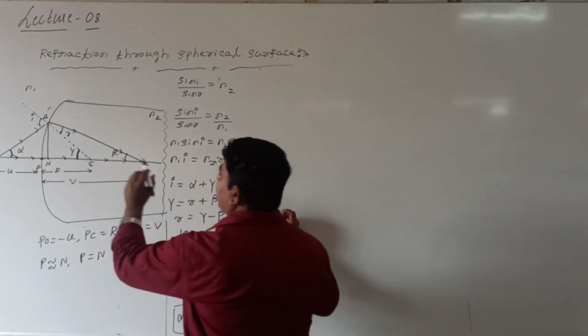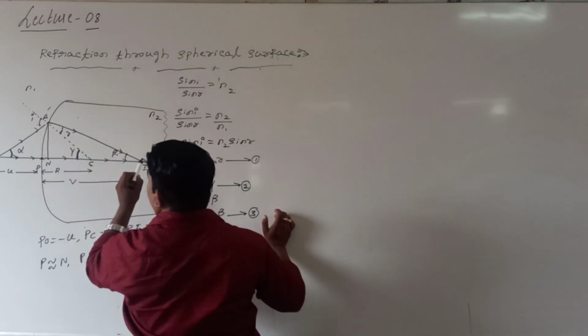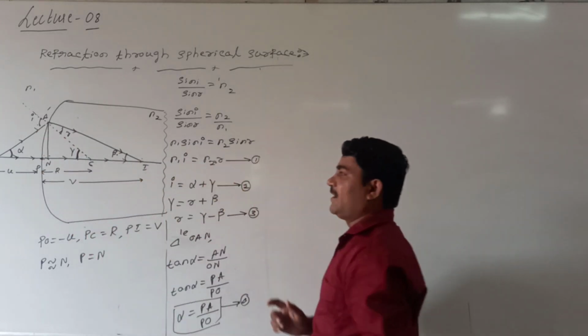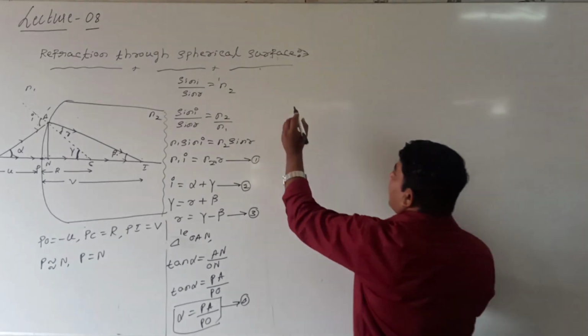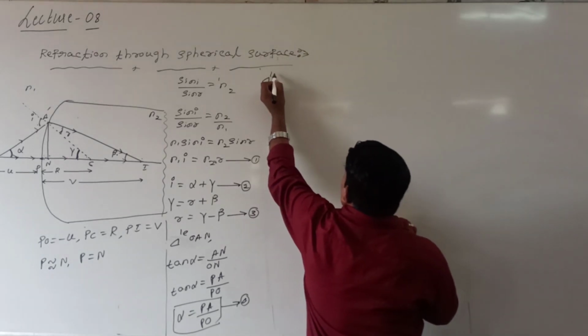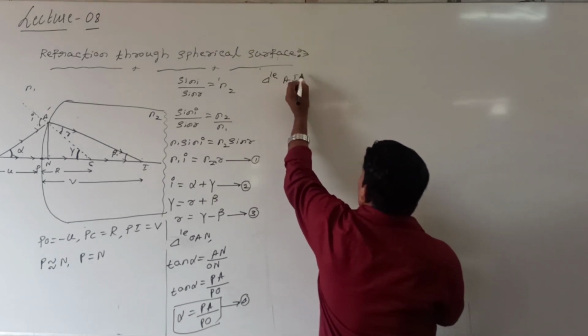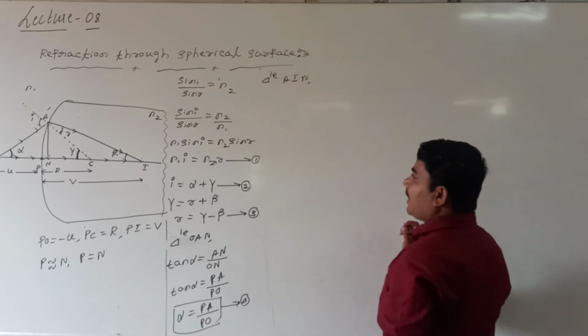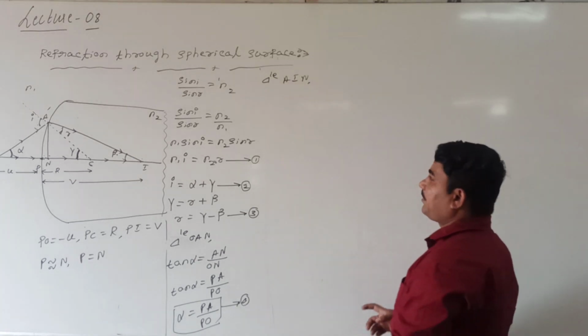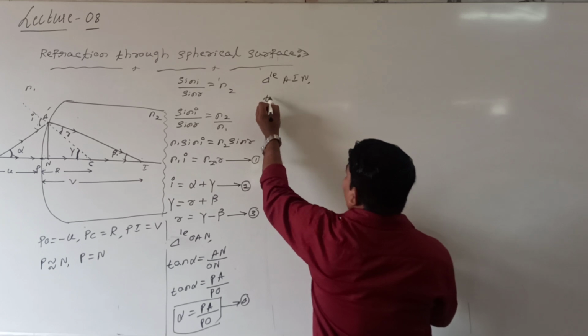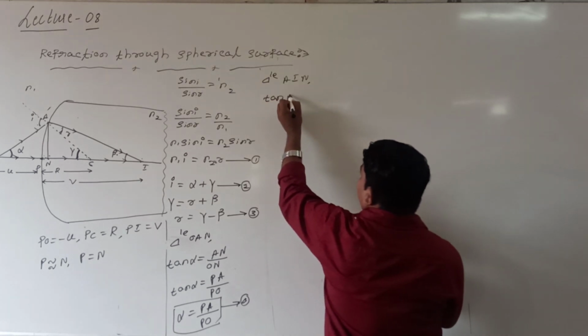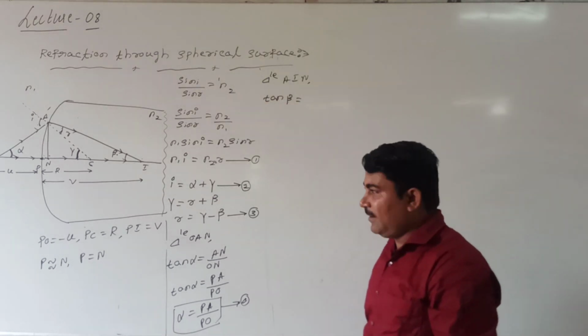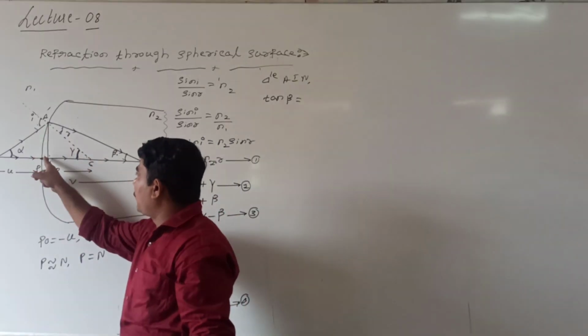Which triangle? I can take AIN. AIN is one triangle. In this triangle, I will take tan beta. What is tan beta from this triangle? Tan beta is equal to opposite by adjacent.